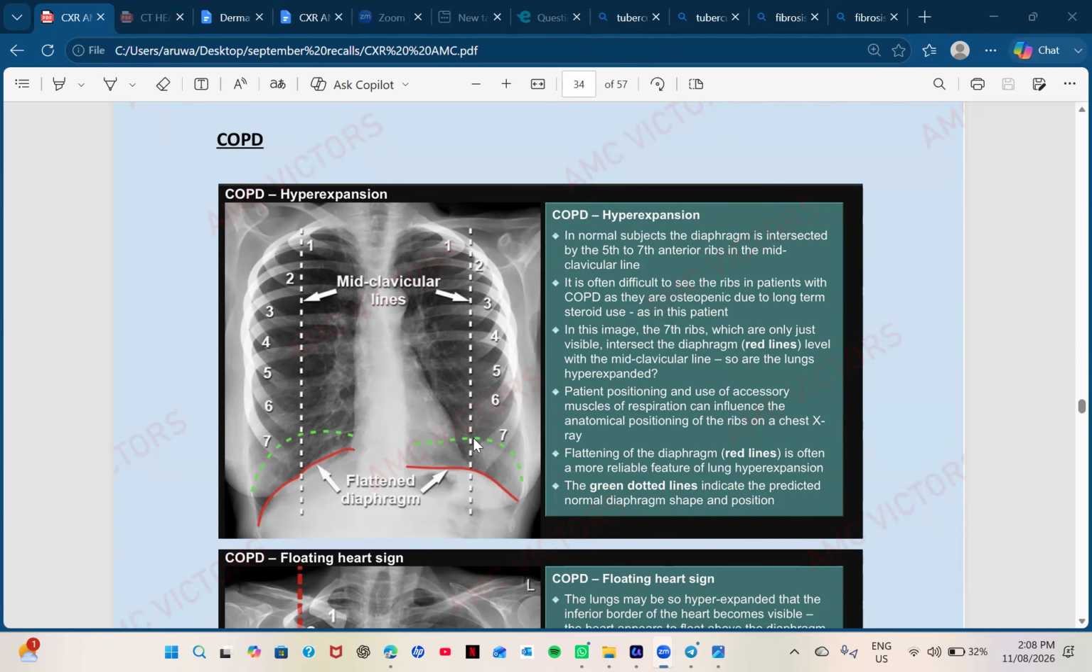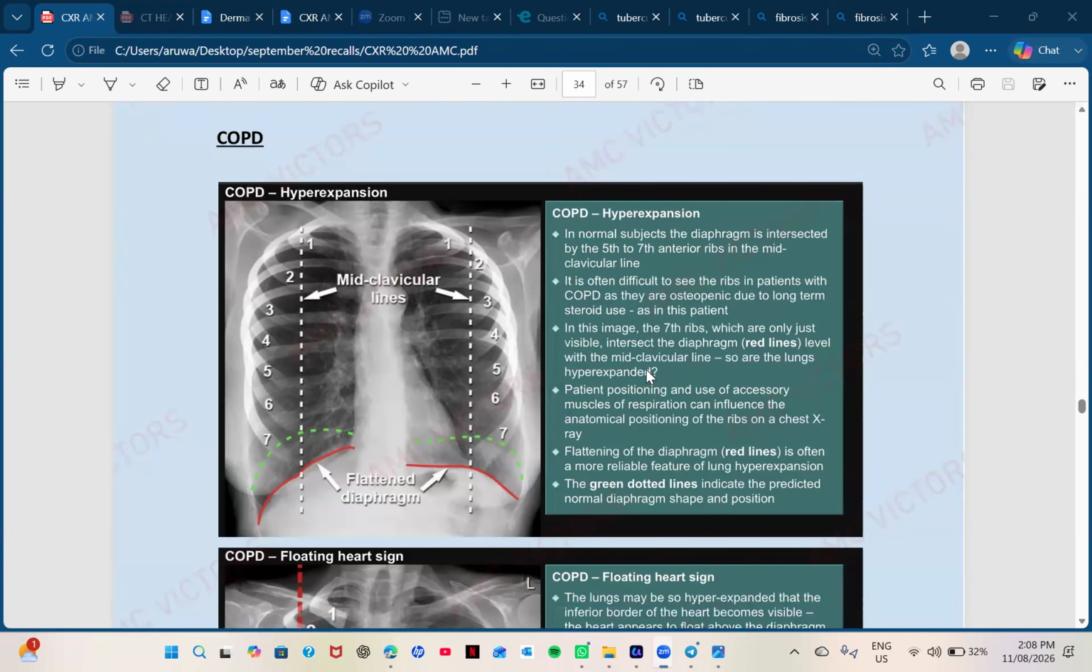Here, you can't see the rib pattern due to what? Osteopenia, right? In this image, the 7th rib is only just visible. Okay, the 7th rib is only just intersecting the diaphragm, the red line, at the level of the mid-clavicular line. Here is the mid-clavicular line. So the lungs are hyperexpanded.